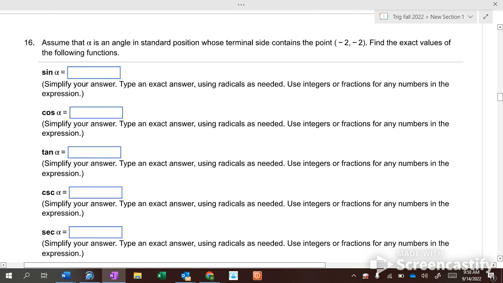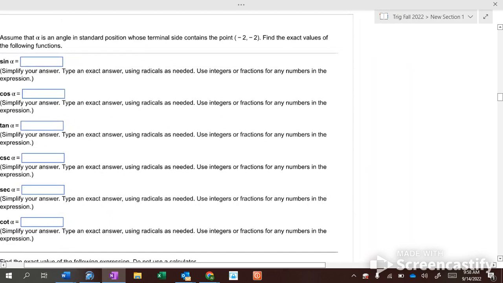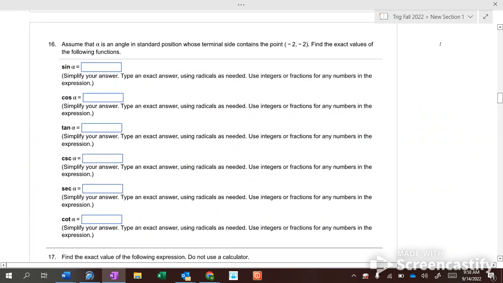All right, assume an angle is in standard position whose terminal side is at -2, -2. Find the exact value of those functions. All right, so I'll draw it out. -2, -2 is right here. So I draw a line to the nearest horizontal line that I have. So this is -2, this is -2, -2 squared is 4, -2 squared is 4, 4 plus 4 is 8. So this is a square root of 8, which is 2 square root of 2.